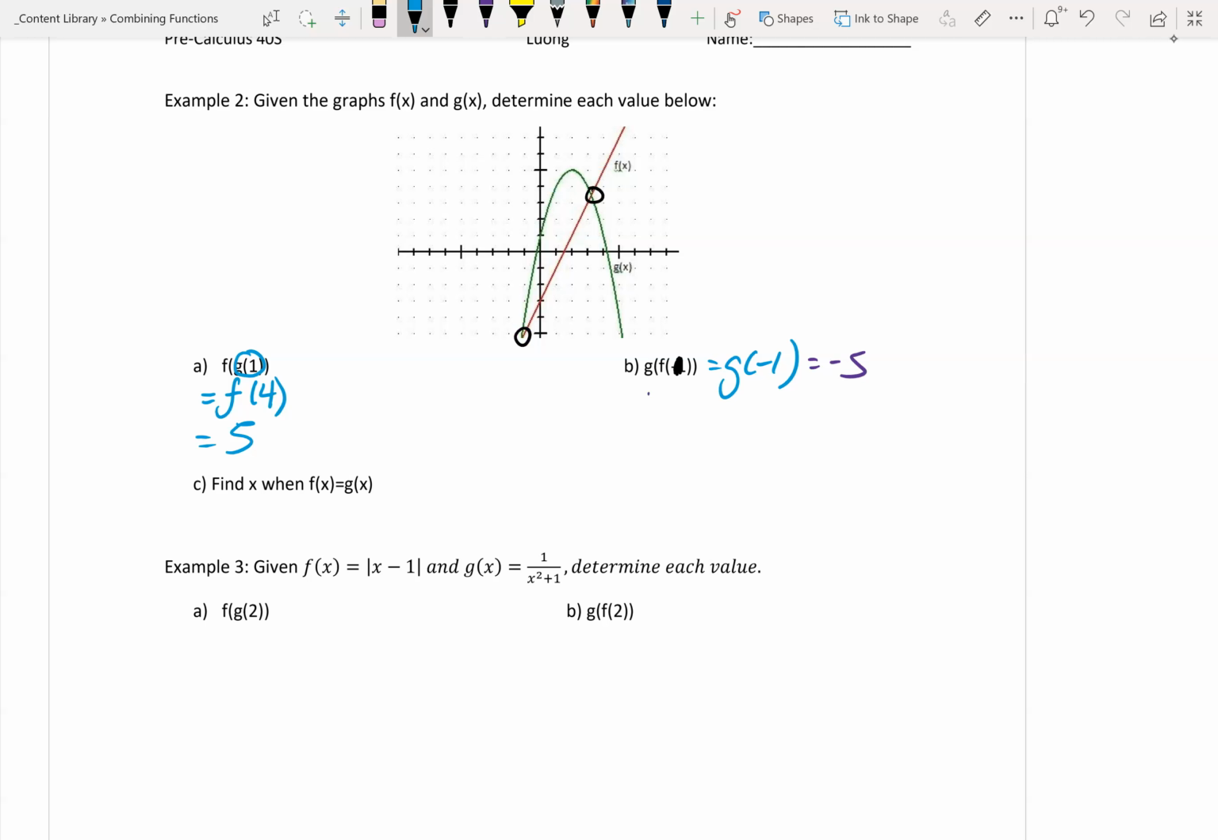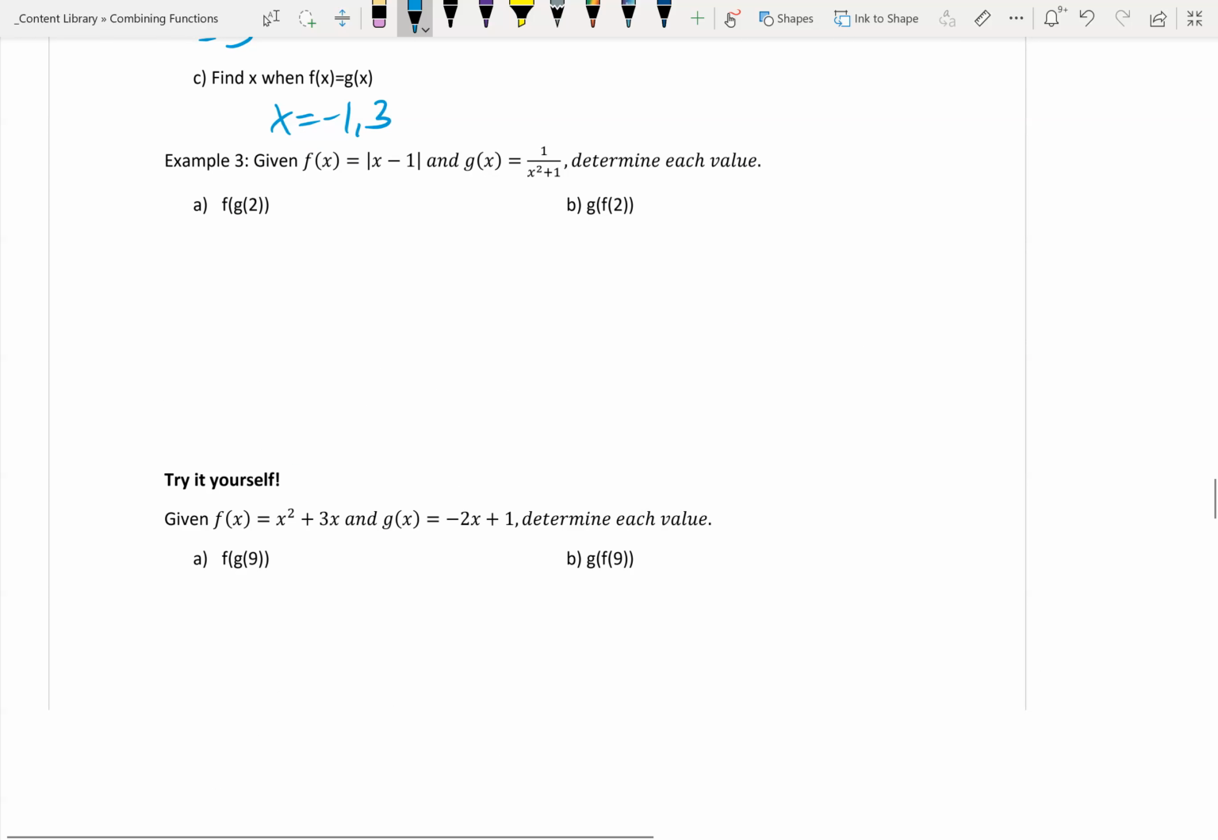To find when f of x is equal to g of x, we're looking at the intersection points, and I already circled them here. This occurs at x equals -1 and x equals 3. Remember, we only care about the x value, do not state any y values. Moving on to the next example.